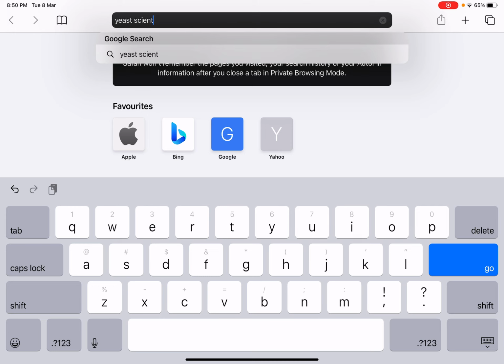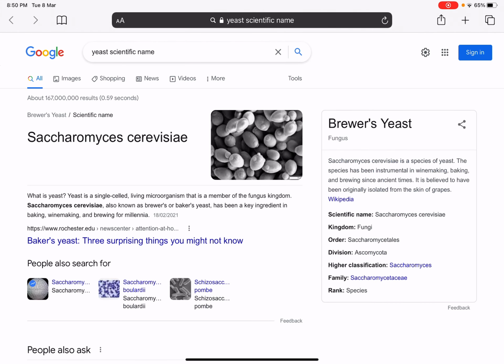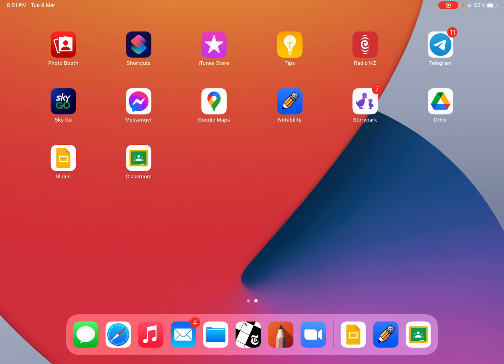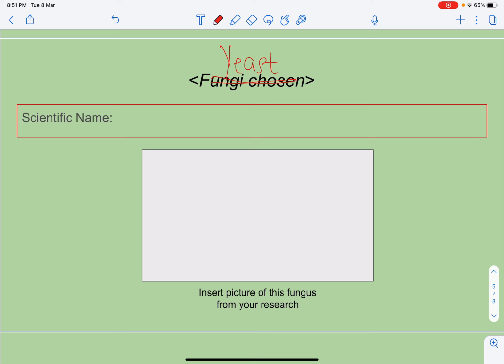scientific name. And now the names of microorganisms or any kind of living thing has a first name and a last name. So you can see here Saccharomyces cerevisiae is the scientific name for yeast. So I would just copy and paste that. You can't write this one in your own words. Those are just scientific terms, and I can put that into a text box here.